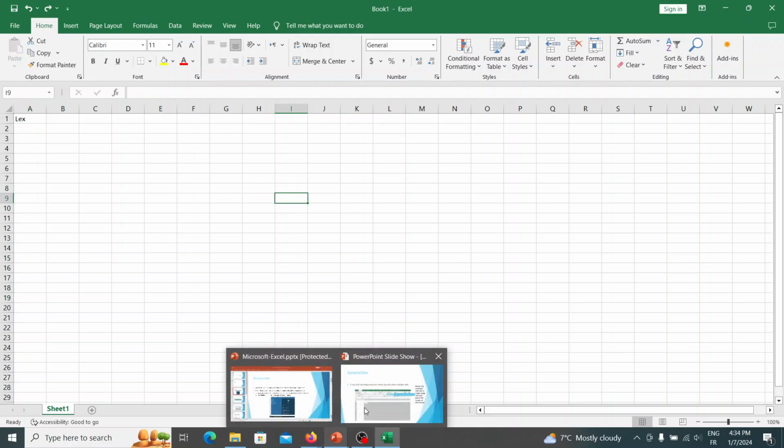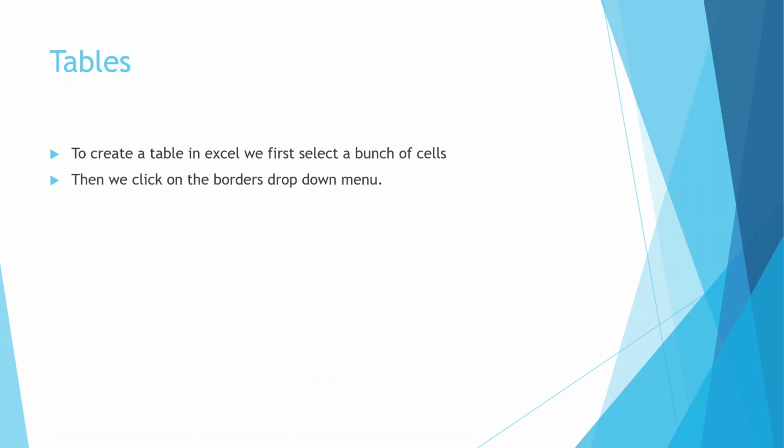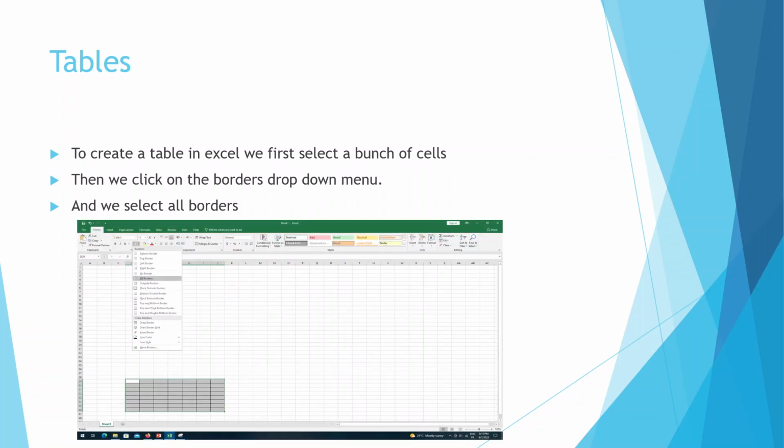Now, we return to the course. Here we're going to talk about tables. To create a table in Microsoft Excel, we first select a bunch of cells, and then we click on the Borders drop-down menu. We select all borders.